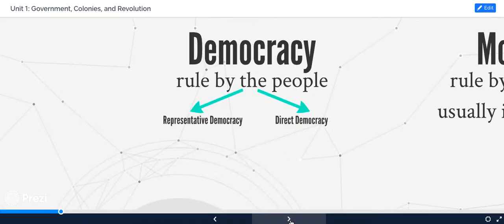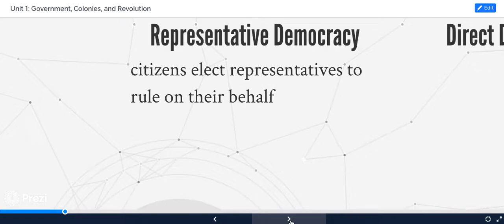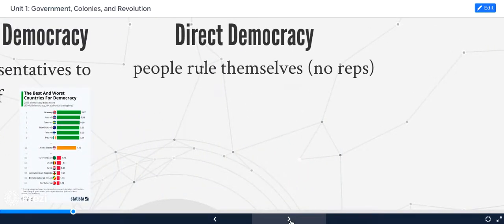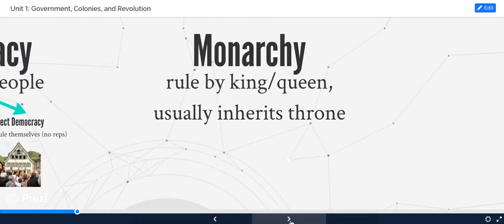Remember, you have 2 types of democracy, representative and direct. Representative is also known as a republic when we elect people to rule on our behalf. All right, and then a direct democracy is when the people rule themselves with no representatives, okay?